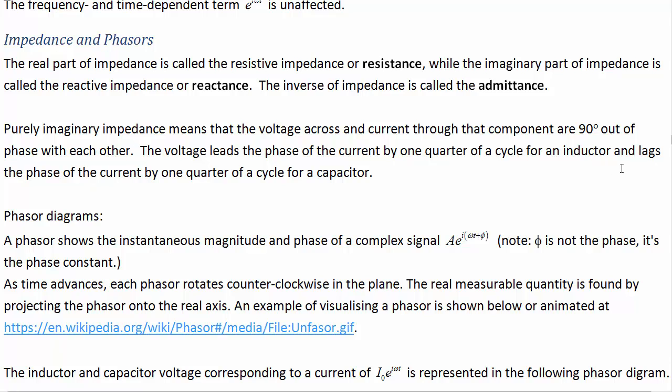For an inductor, the voltage leads the phase of the current. You can think that that'd be the case because it doesn't let the current change instantly. It'll respond with a voltage right away if you try to change the current, and the current catches up over time. For a capacitor, it's the opposite.